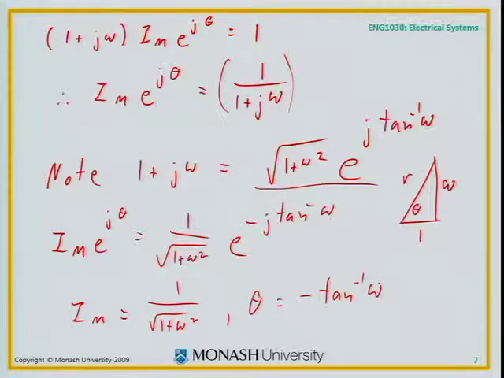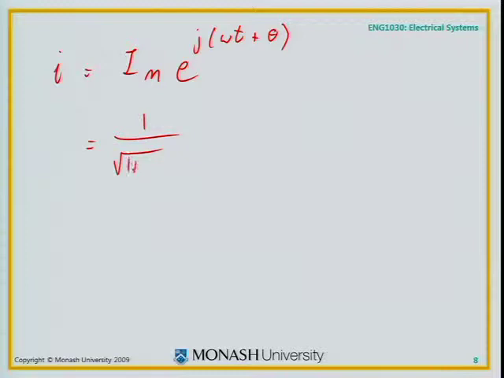So if that's the case, what was I? Well, to get the actual complex exponential, I put the j omega t back in, which had cancelled out before. So we know that is 1 on the square root of 1 plus omega squared, e to the j omega t minus tan inverse omega.